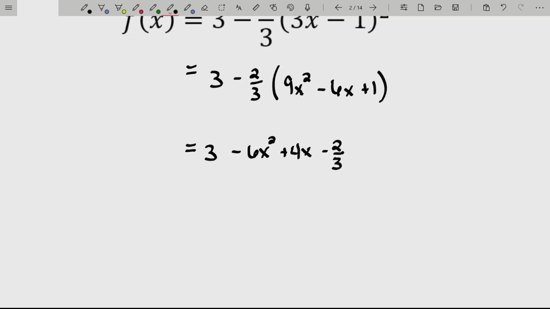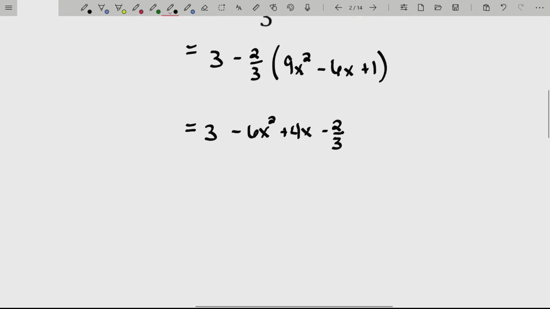Now, you don't want to leave it like this. Obviously, you have a little bit of grouping you can do here, of like terms. This constant is the same type of term as that constant back there. The first one, 3, is just 9/3 minus 2/3, which would be 7/3. And so in the end, we get this beautiful quadratic function written in general form. Let's just finish that out.